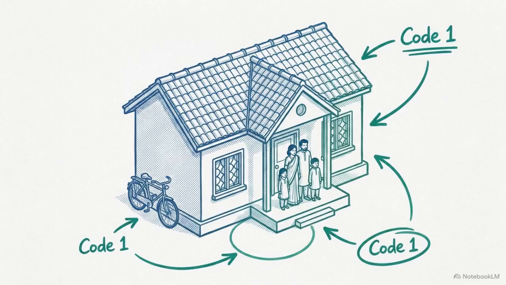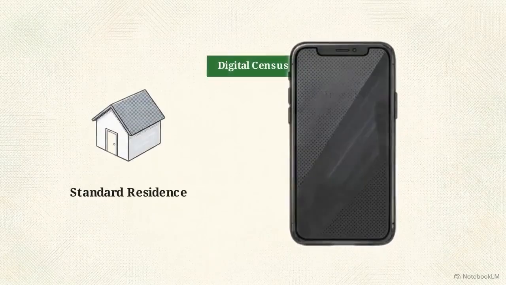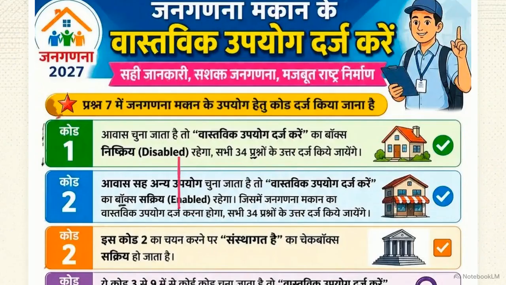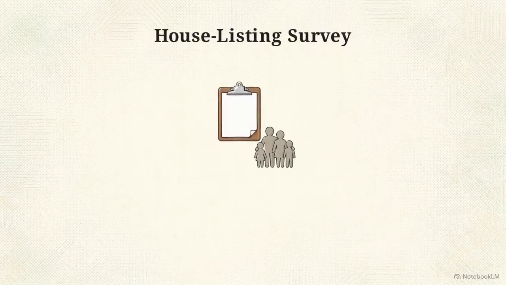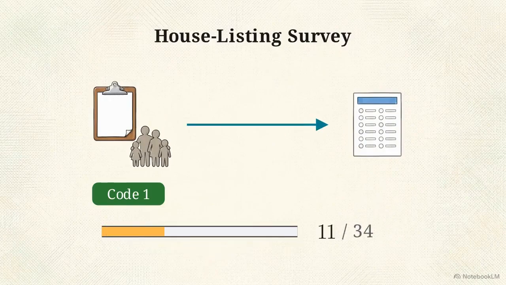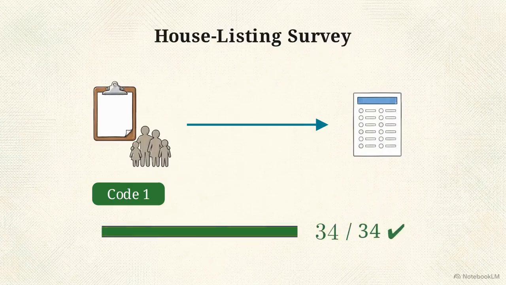We'll start with the most common scenario, a building used purely as a place to live. For a standard family home, open the app's drop-down menu and select Code 1. When you select Code 1, you'll notice the Actual Use text box instantly disables, turning gray. Since the app already knows the property is a residence, you don't need to type anything in. However, your work for this building isn't done. You are still required to complete all 34 follow-up questions for the residents living inside that Code 1 house.